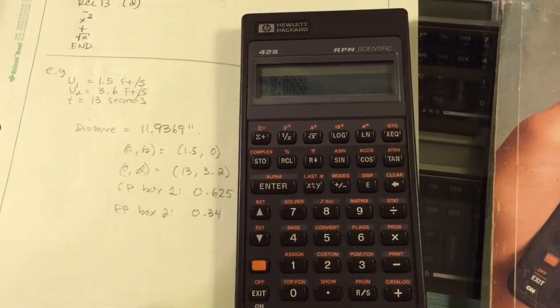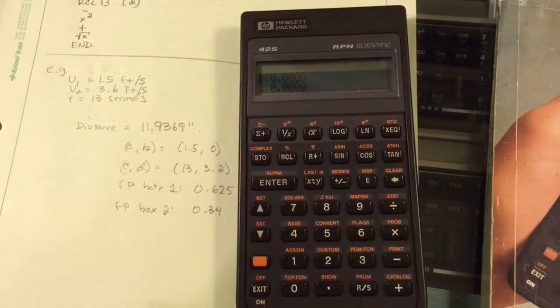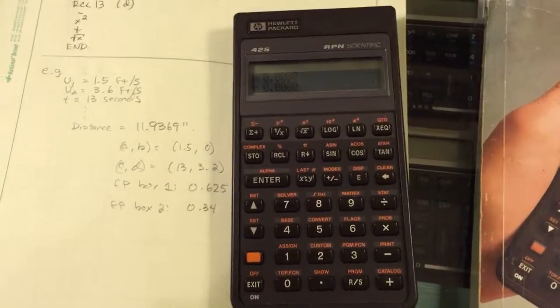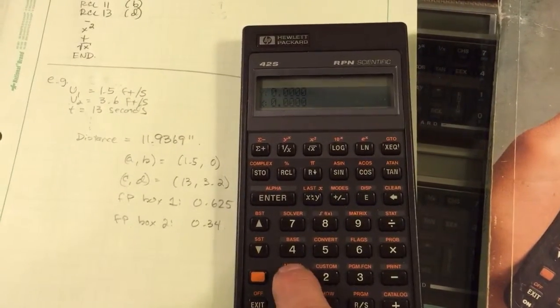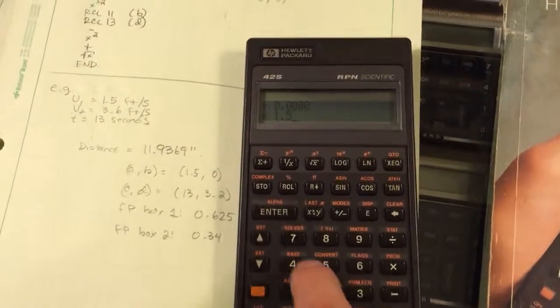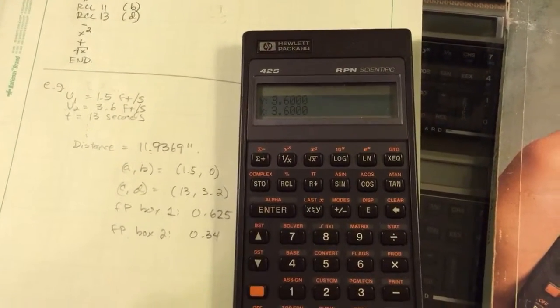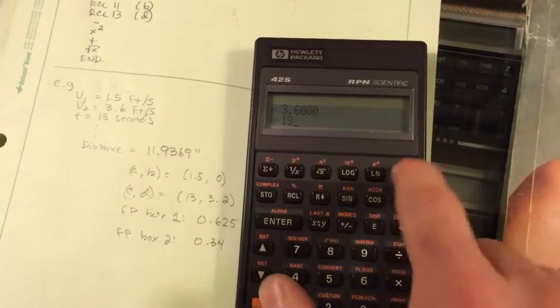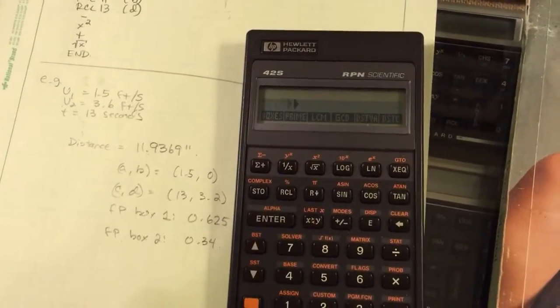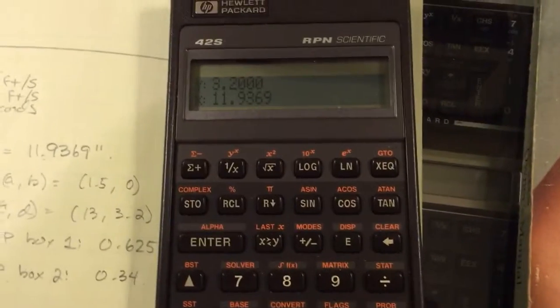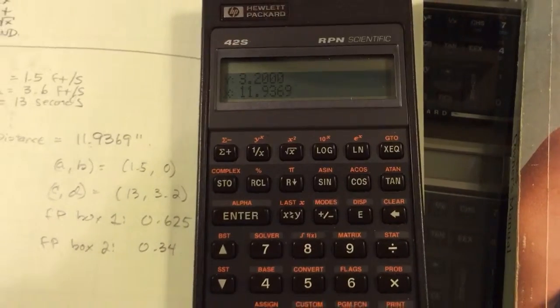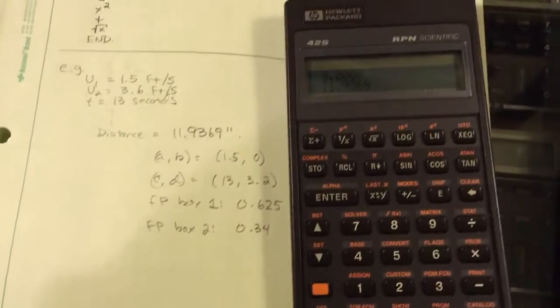The entry is pretty simple. It's just V1 enter, V2 enter, time, and then execute. So we're going to do V1, in this case 1.5 feet per second, enter. V2 3.6 feet per second, and we're going to wait 13 seconds. Execute boxes. Pretty quick. 11.9369 inches apart.